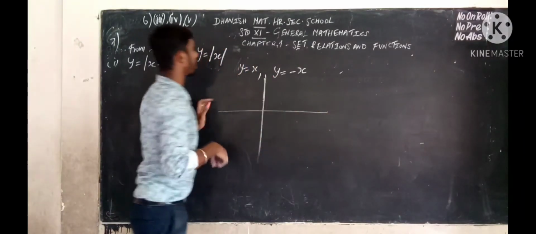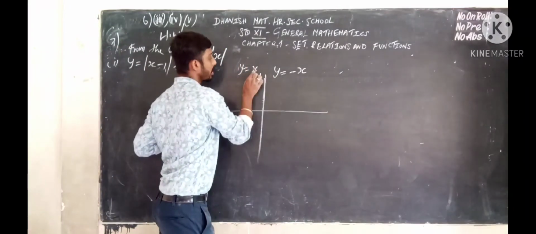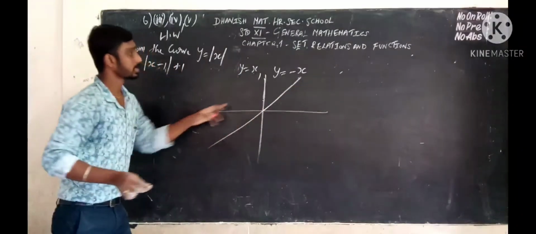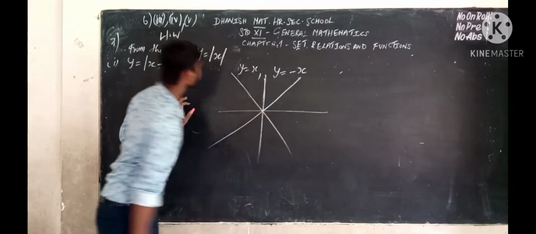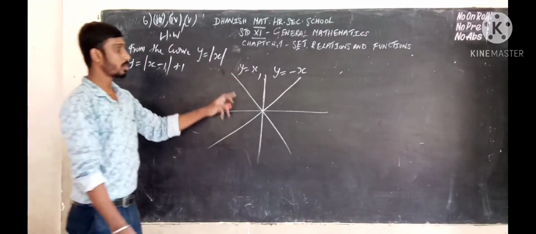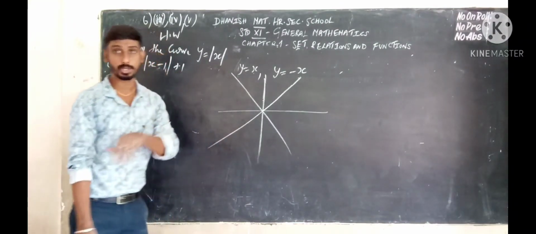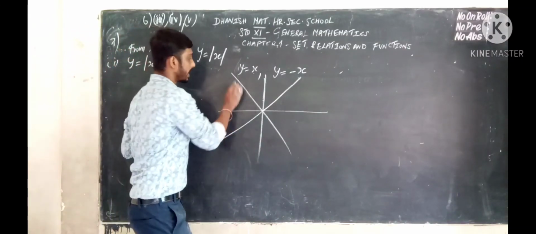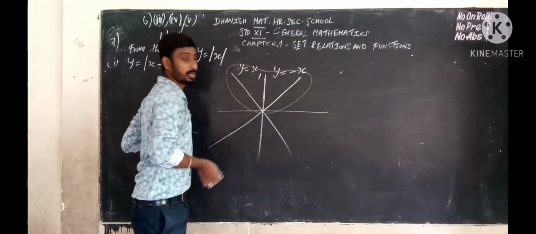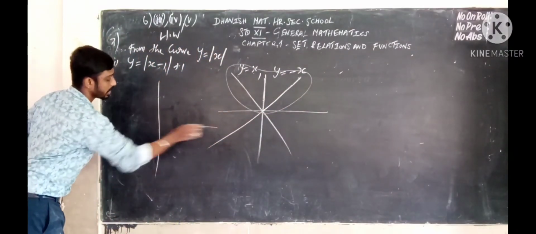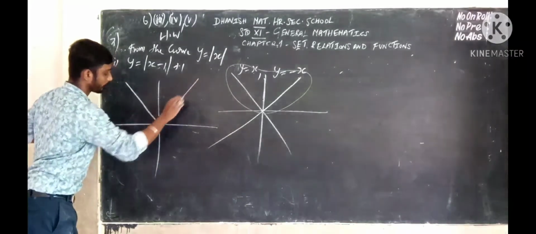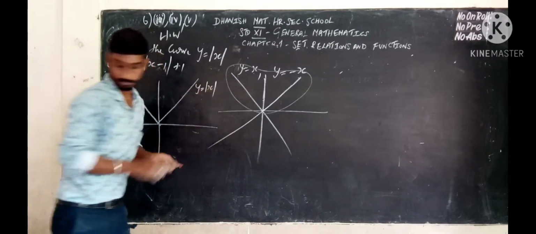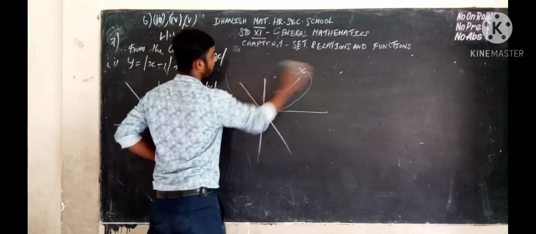Y is equal to modulus of x. If I am putting here one, the graph will come like this. Then here it will come like this. In modulus of x, the value always comes from positive only. Let's take the positive curves only. This one is the y is equal to modulus of x graph.